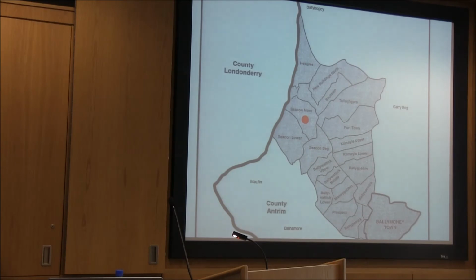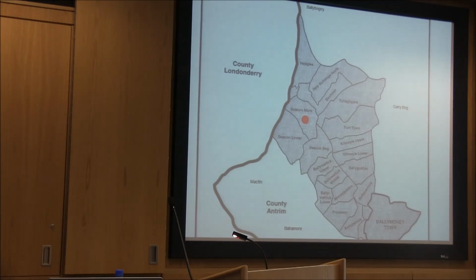Now there is a map showing the townlands. There's Secon Moor there, surrounded by Secon Lower, and Secon Beg, which means Secon Small. But I don't see it as much smaller than Secon Moor, but that's what they call it anyway. And then all the other surrounding townlands all the way into Ballymoney. We're not looking at those, but just to give you an idea.